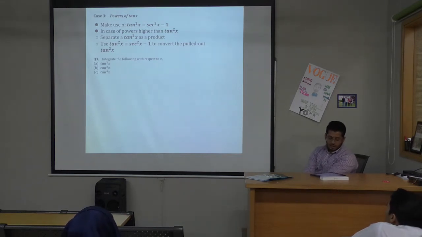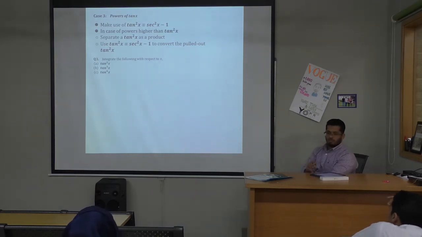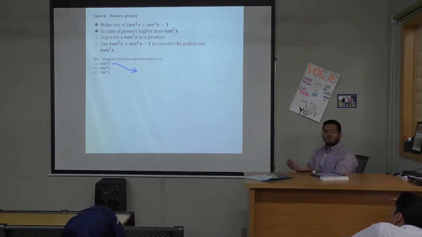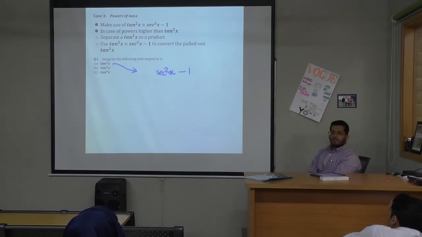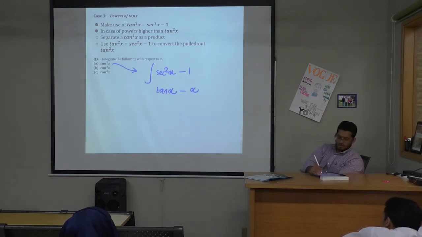In case of powers higher than tan square x, separate a tan square x as a product, and use the identity again to convert it. Let's see how we use it. Let's say tan square x; it says use the identity, which is secant square x minus 1. I can integrate this. The integration of secant square x is what? Tan x minus x plus c. Relatively straightforward.